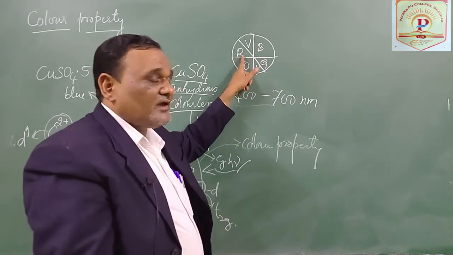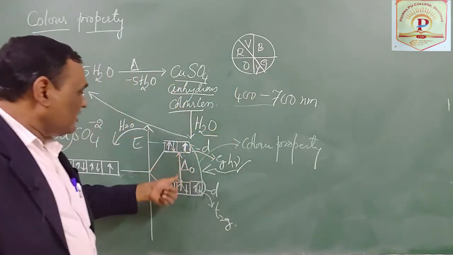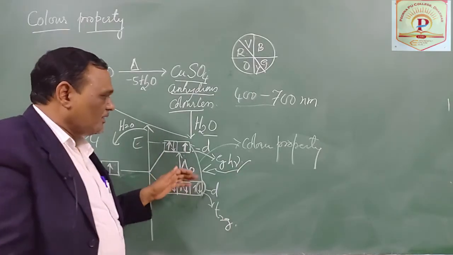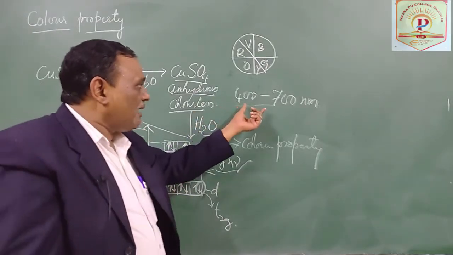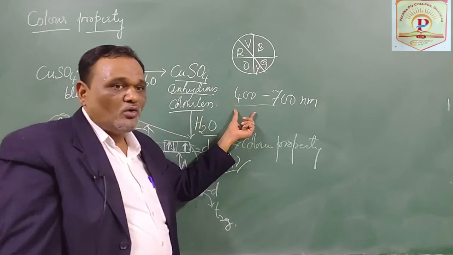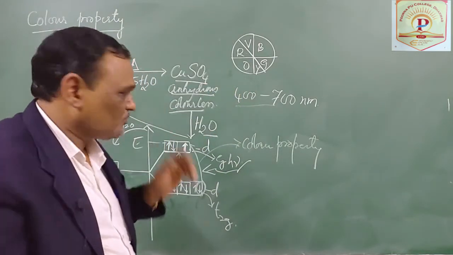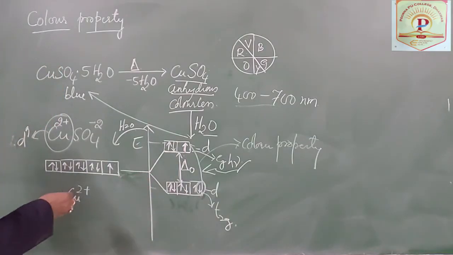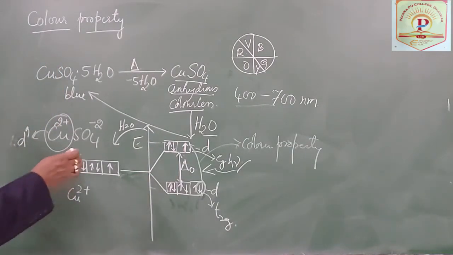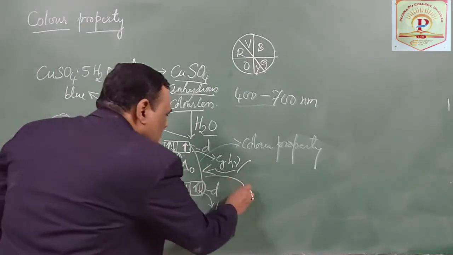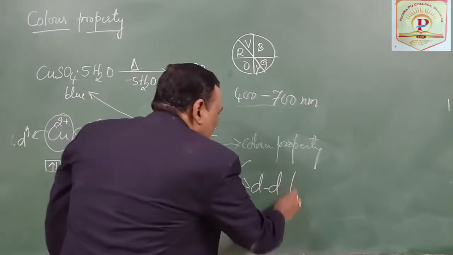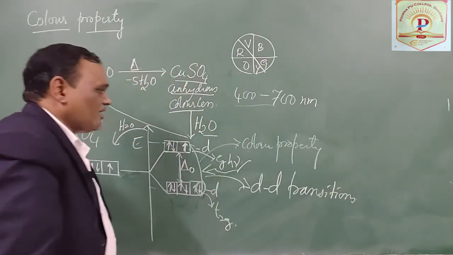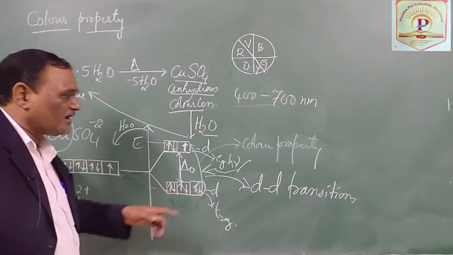So in that way, when the energy difference between the higher energy d orbital and the lower energy d orbital corresponds to electromagnetic radiation in the visible region, they will show different color properties. So the color property arises due to the transition. This transition is called the DD transition. The color property of the transition metals in the hydrated condition is due to the DD transition.